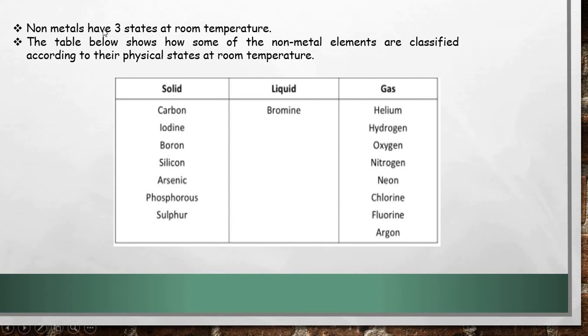Can non-metals have three states at room temperature: solid, liquid, and gas? Yes, all of them are known as non-metals. The table shows how some of the non-metal elements are classified according to their physical state at room temperature. Solids: carbon, iodine, boron, silicon, arsenic, phosphorus, and sulfur. The only liquid is bromine. Gases: helium, hydrogen, oxygen, nitrogen, neon, chlorine, fluorine, and argon. All of them are known as non-metals.